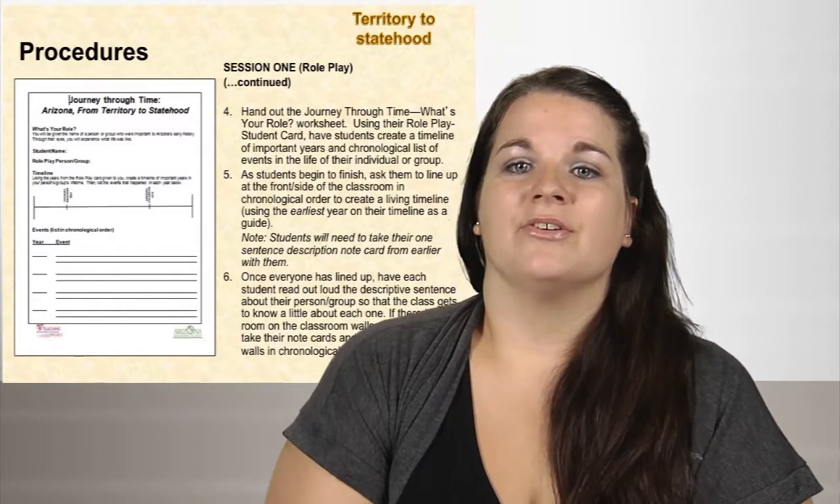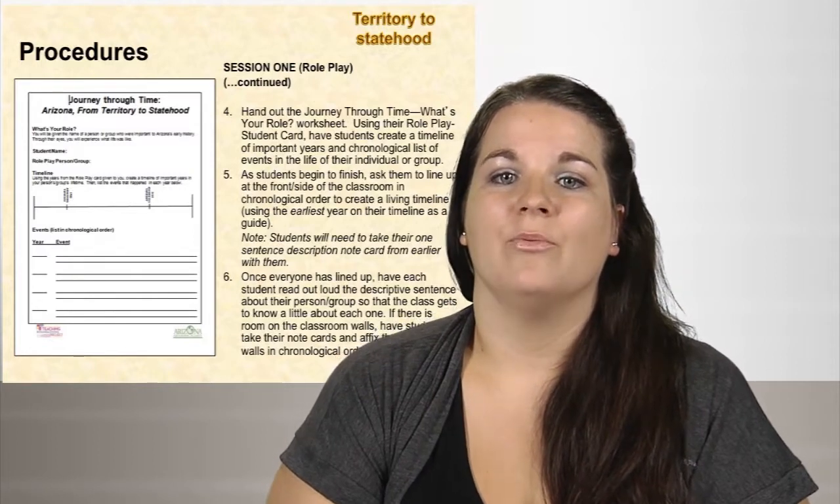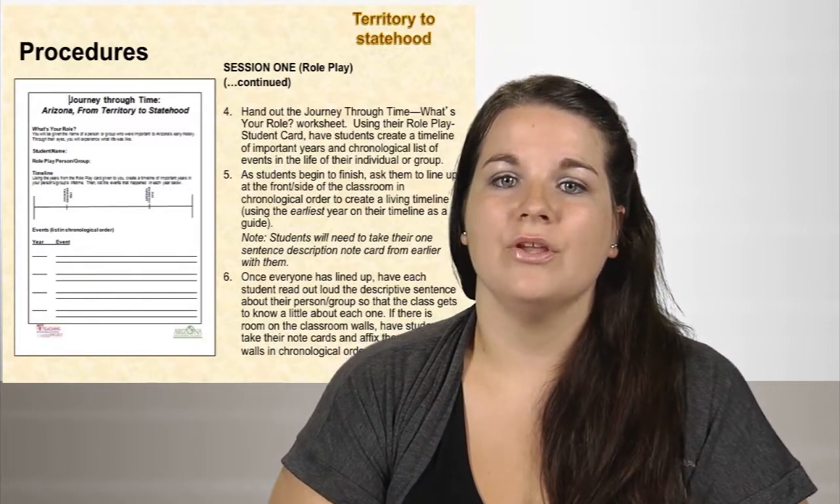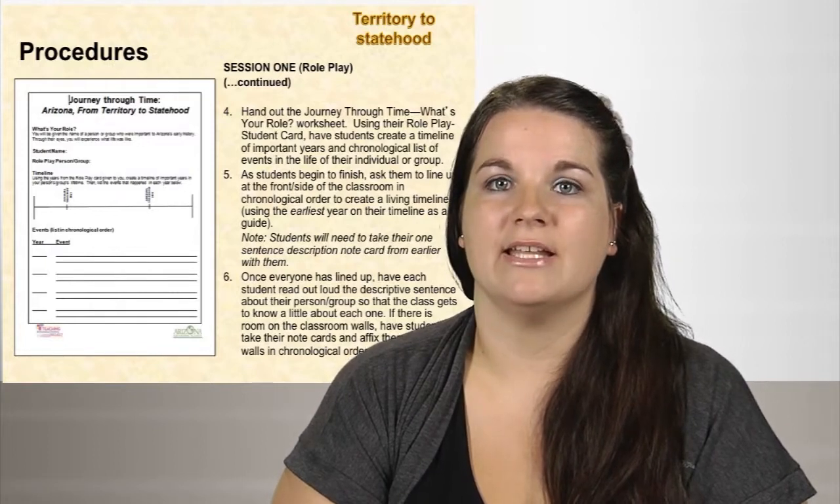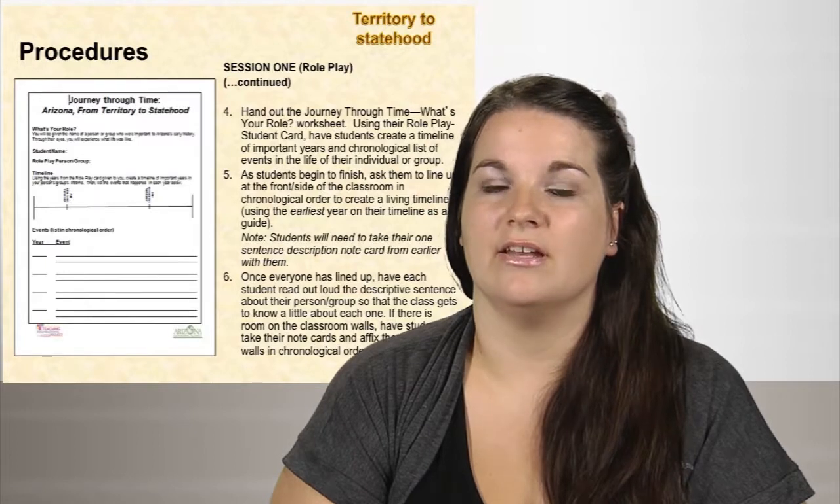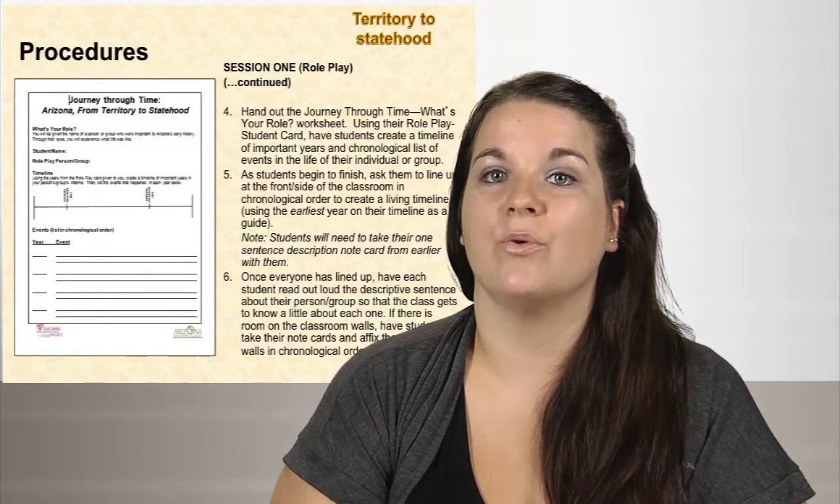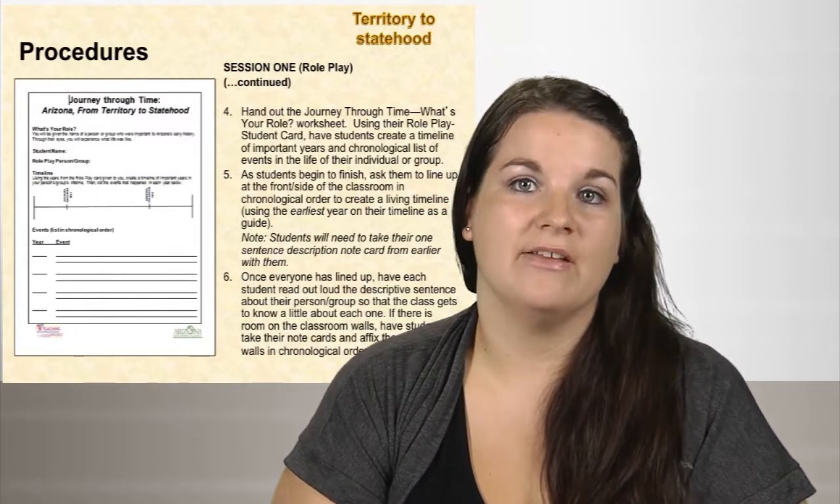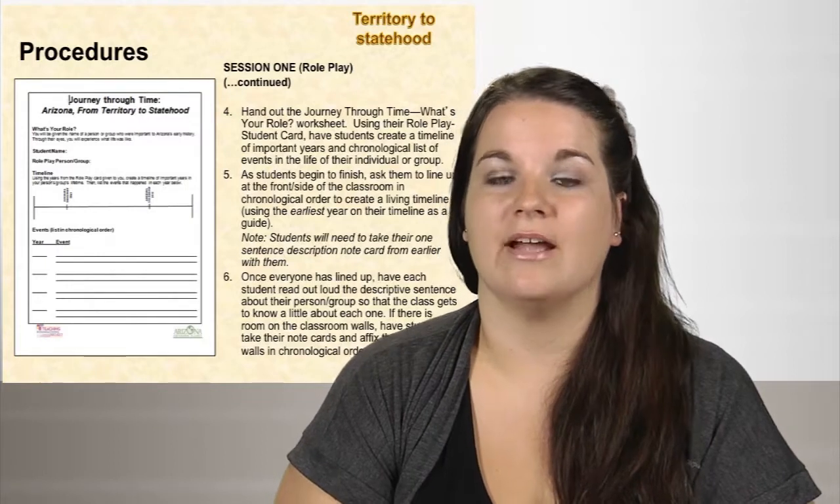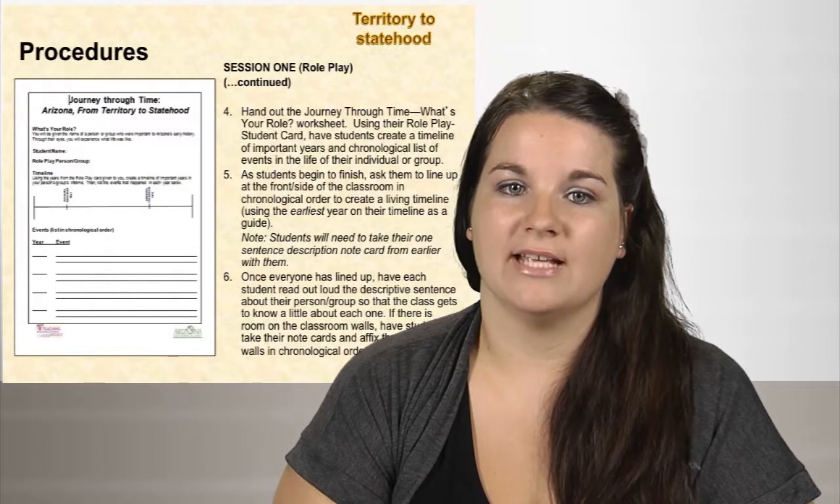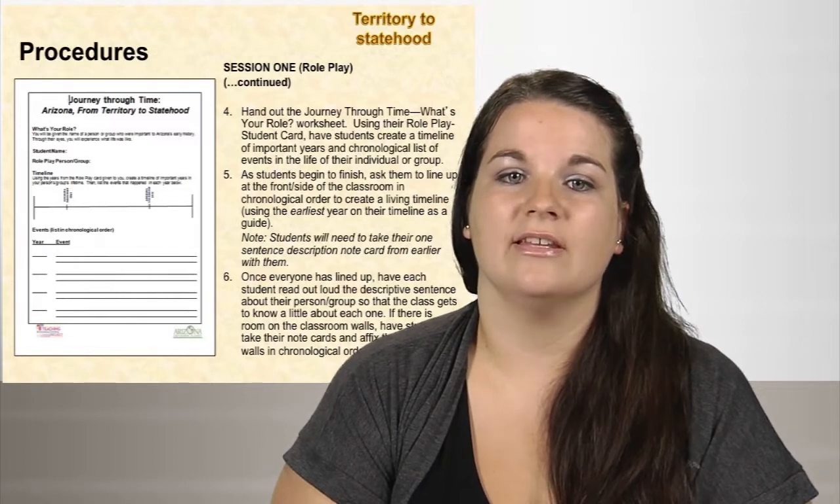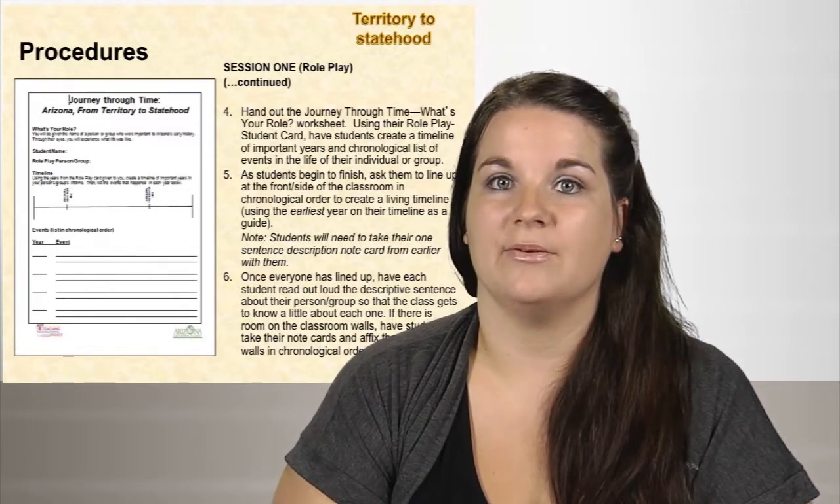After they've done this, you're going to hand out the Journey Through Time, What's Your Role worksheet. Using their student card, they're going to create a timeline of the major dates listed, or the major years listed. So each student role play card has 4 years listed of significant events that happened for that person or that group. So they're going to list those in chronological order on the timeline, just the years, and then list the years and what events correlated with that below.